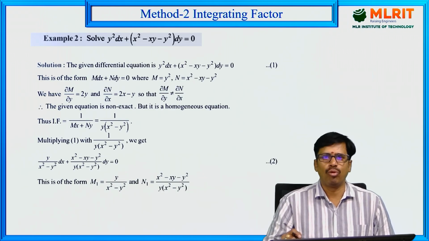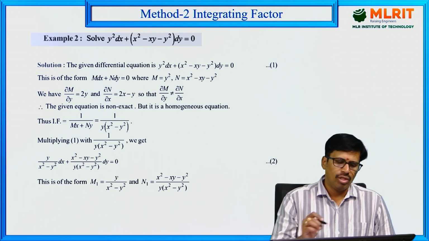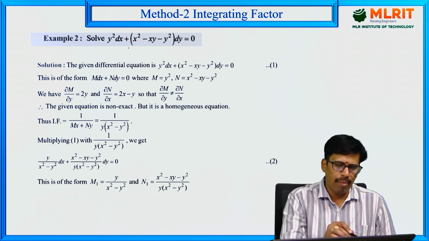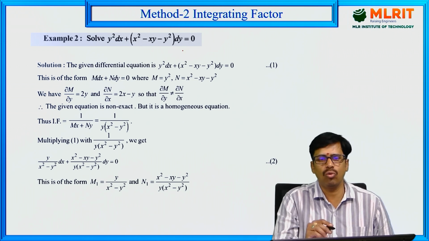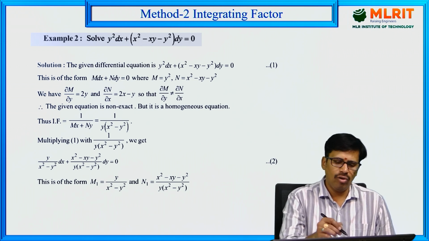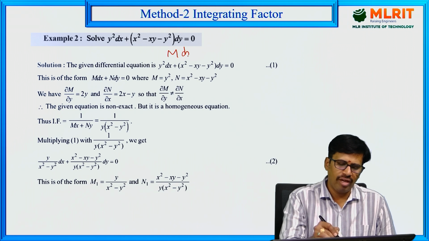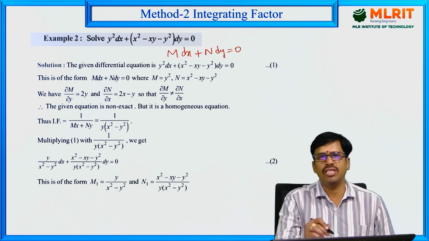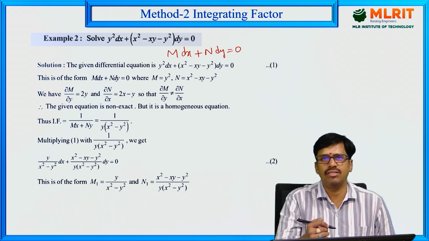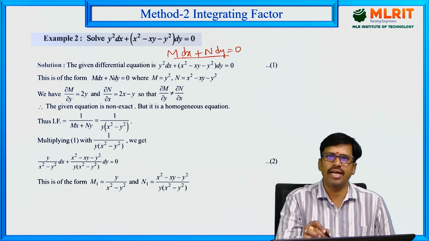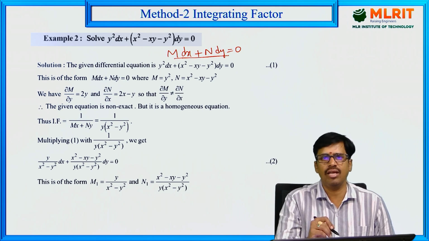Let us solve one more problem based on this. Solve y square dx plus (x square minus xy minus y square) dy equal to 0. Again write down the equation in the form of M dx plus N dy equal to 0. If the equation is not in this form, first write down the equation in the standard form, which is M dx plus N dy equal to 0, and check whether the given equation is exact or not. That is, dou M by dou y equal to dou N by dou x.